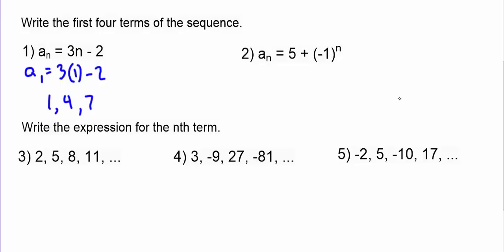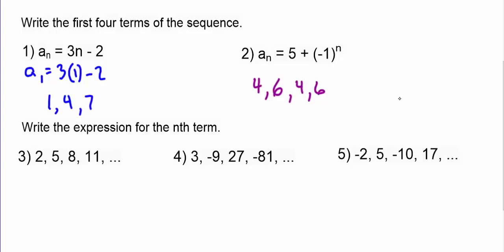Here's another pattern we'll run into on number 2. A sub n is equal to 5 plus negative 1 to the n. Now you have to think about powers of negative 1. So if we have a sub 1, that would be 5 plus negative 1 to the first. That's just 5 plus negative 1, or simply 4. But when we go to the second term, 5 plus negative 1 to the second would be 5 plus 1, or 6. And then when we get to the third term, the pattern is going to repeat, and the fourth, it's going to go back.